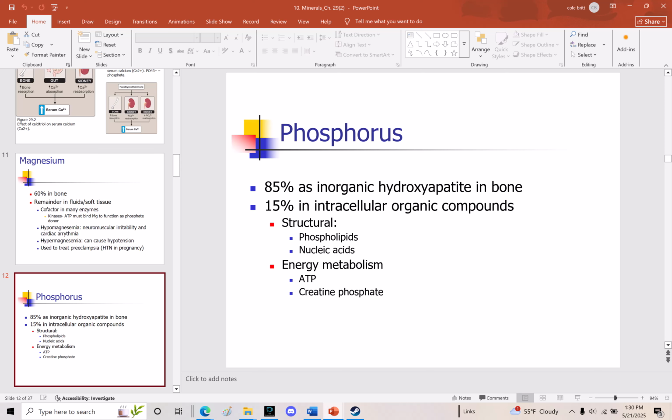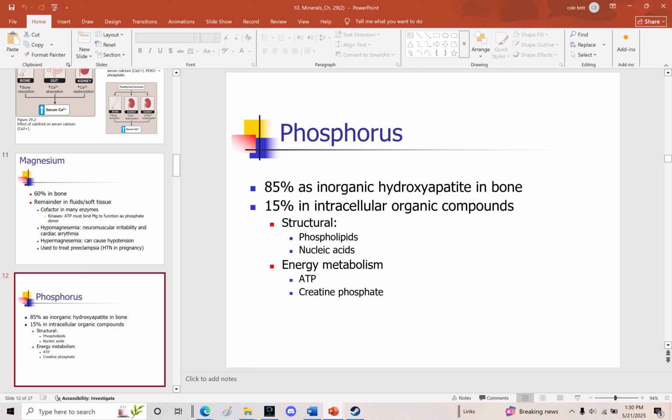But also energy metabolism, ATP, adenosine triphosphate. Again, more phosphate groups. Creatine phosphate. So these are just examples of some of the things we need phosphorus for, but it's mostly related to phosphate groups.